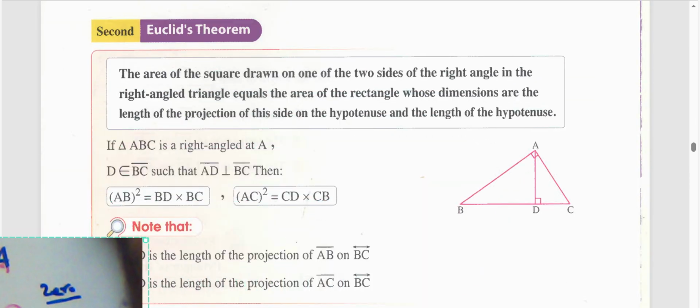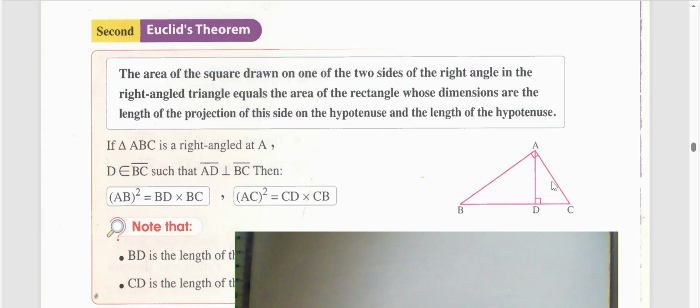Euclid's theorem. It's an important theorem. Okay, pay attention with me. The area of the square drawn on one of the two sides of a right angle triangle, like AC, equals the area of the rectangle whose dimensions are the length of the projection of that side on the hypotenuse and the length of the hypotenuse. What's the meaning of this? Here, we want AC power 2 equals CD product by CB.